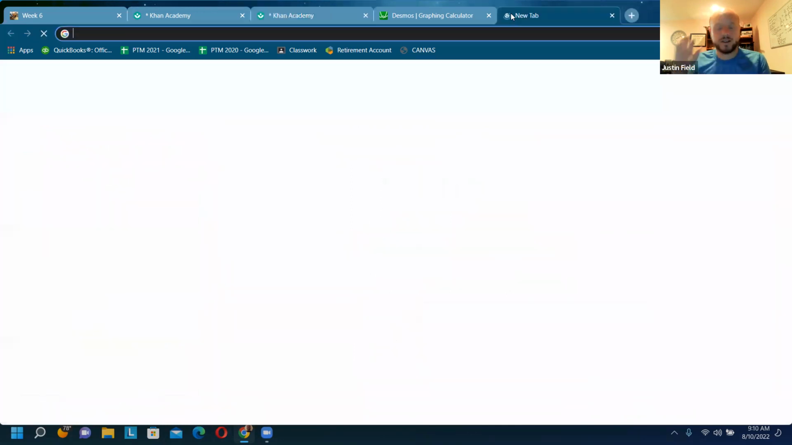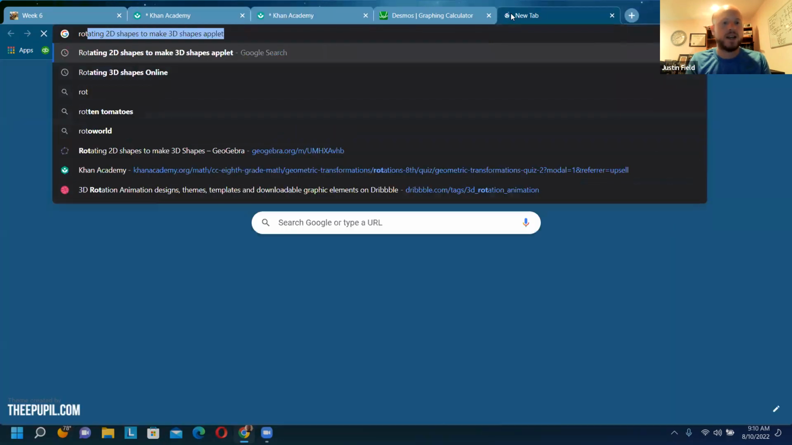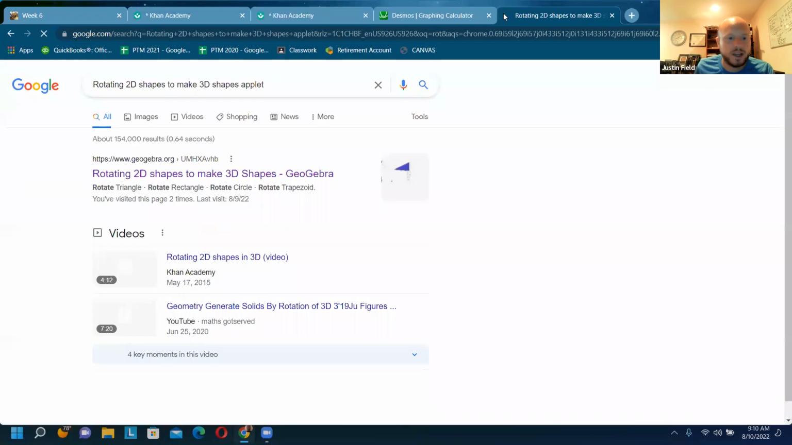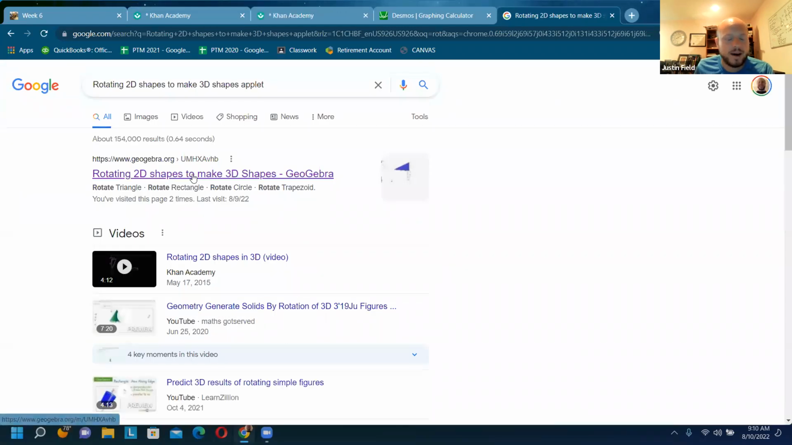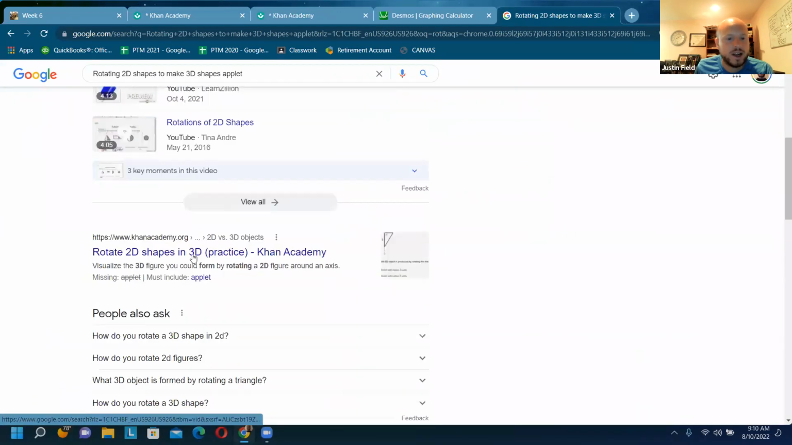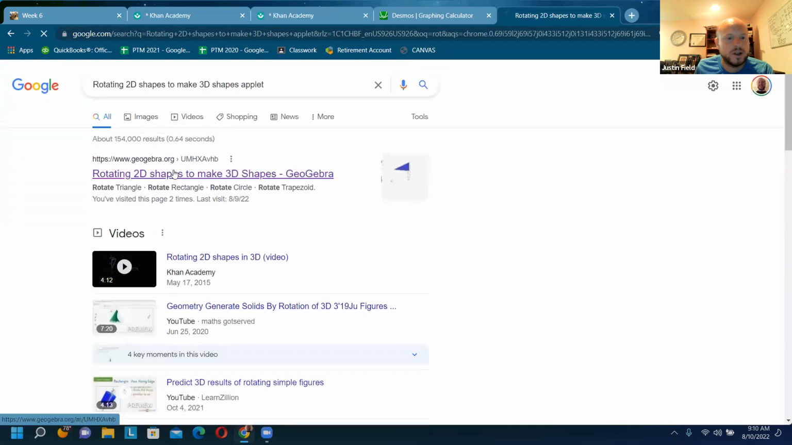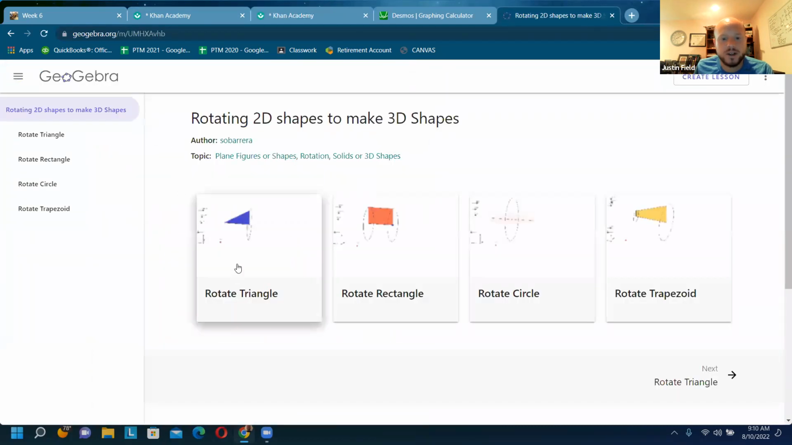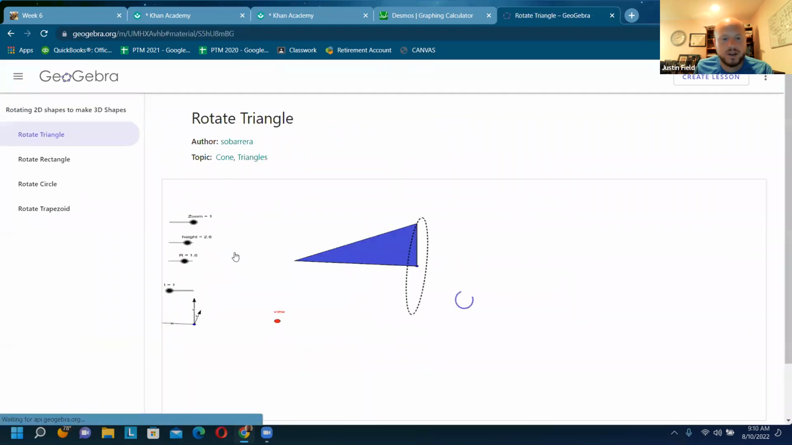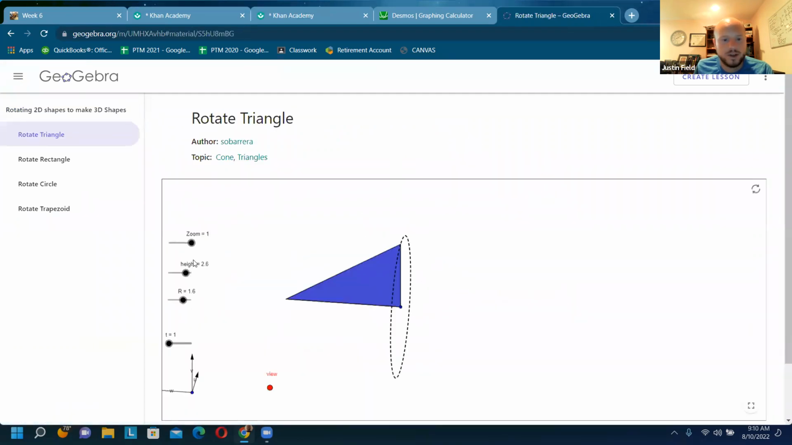So I looked up rotating 2D to 3D shapes applet. There's a lot of things out there. GeoGebra is a good one. And so, just to show you, we can rotate that guy, and then our triangle becomes a cone.